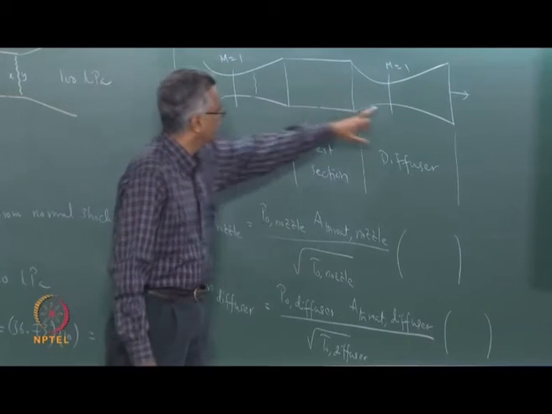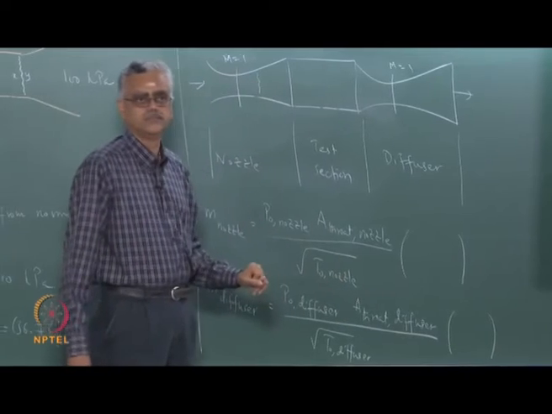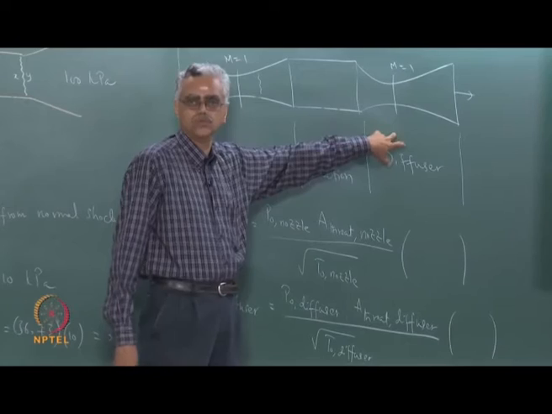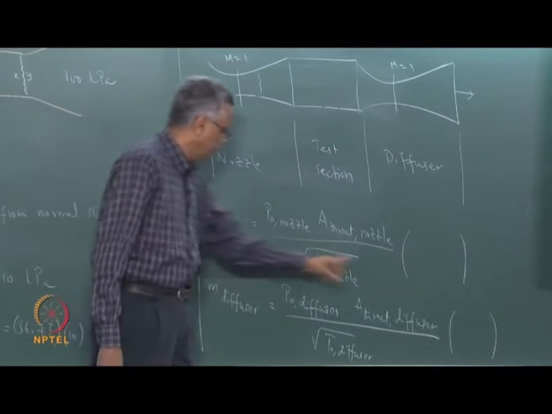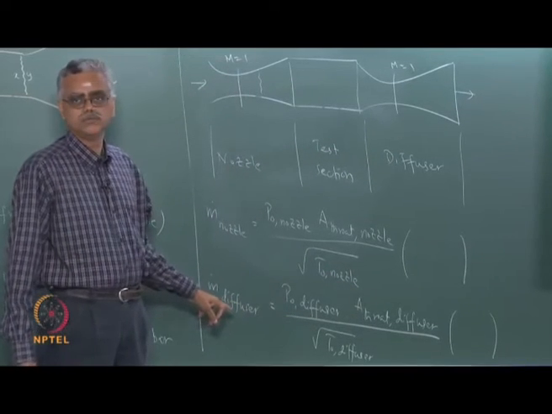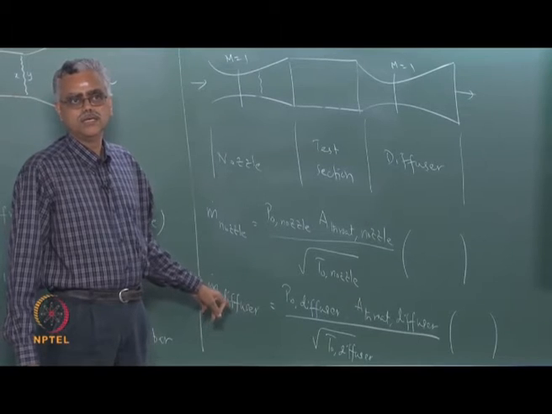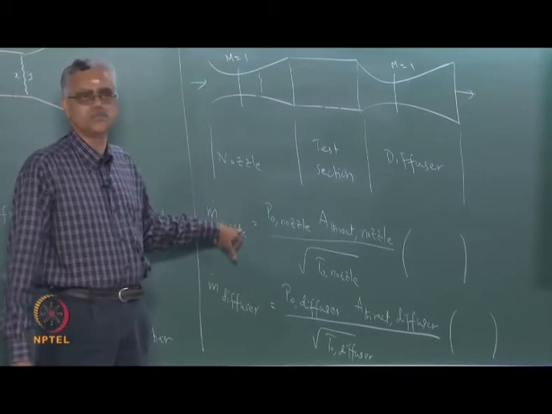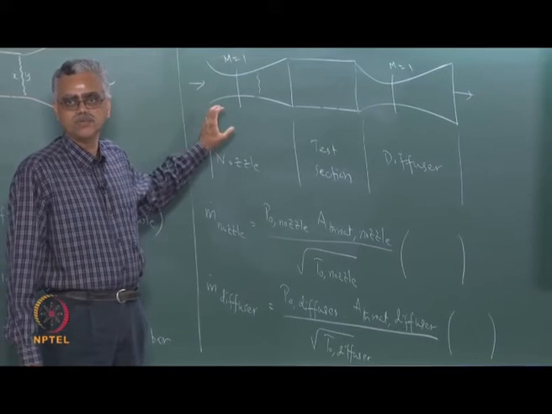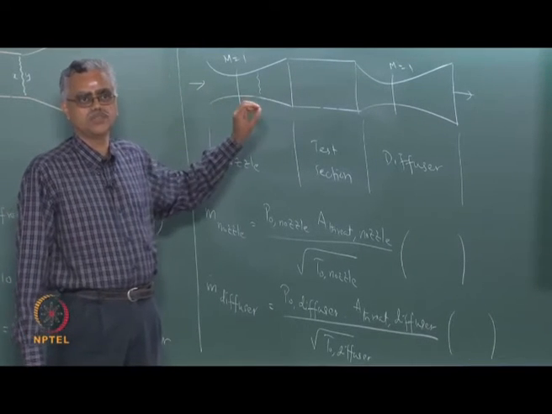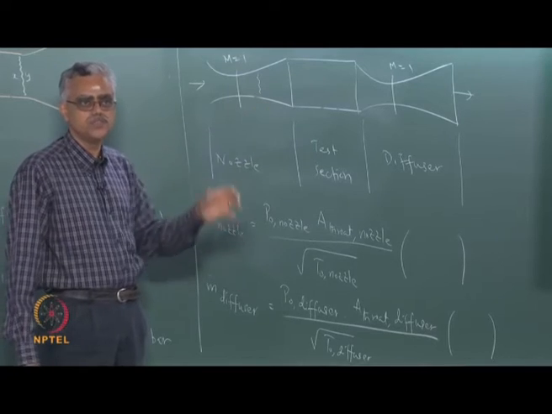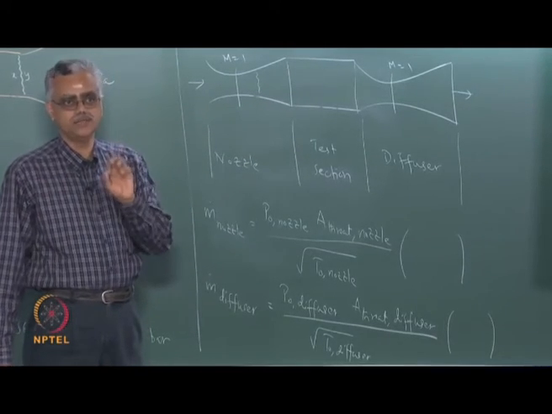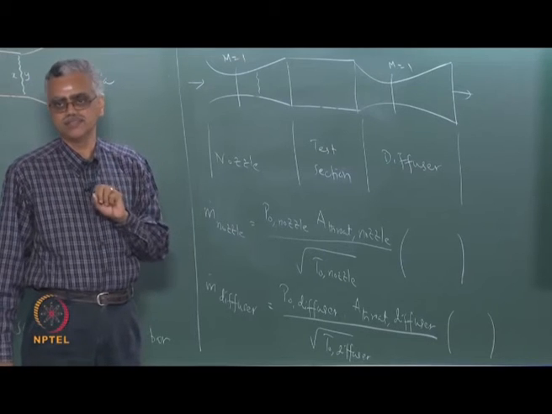If the throat areas are the same, and M is equal to 1 at the throat, then we can see that the diffuser is able to swallow a mass flow rate which is a little bit less than what the nozzle is providing. The nozzle may be providing, let us say 10 kg per second, but the diffuser is able to swallow only 8 kg per second or 9 kg per second. So, what happens to the remaining mass?